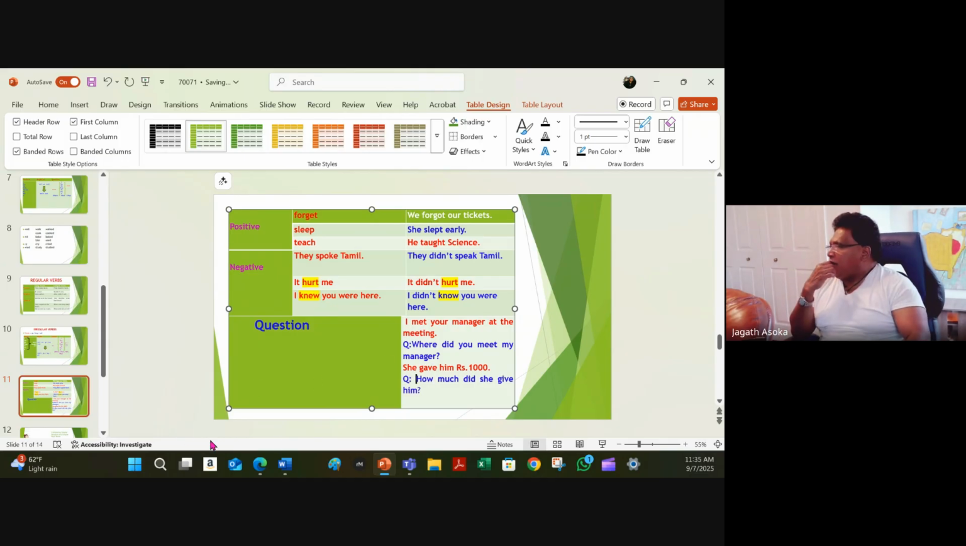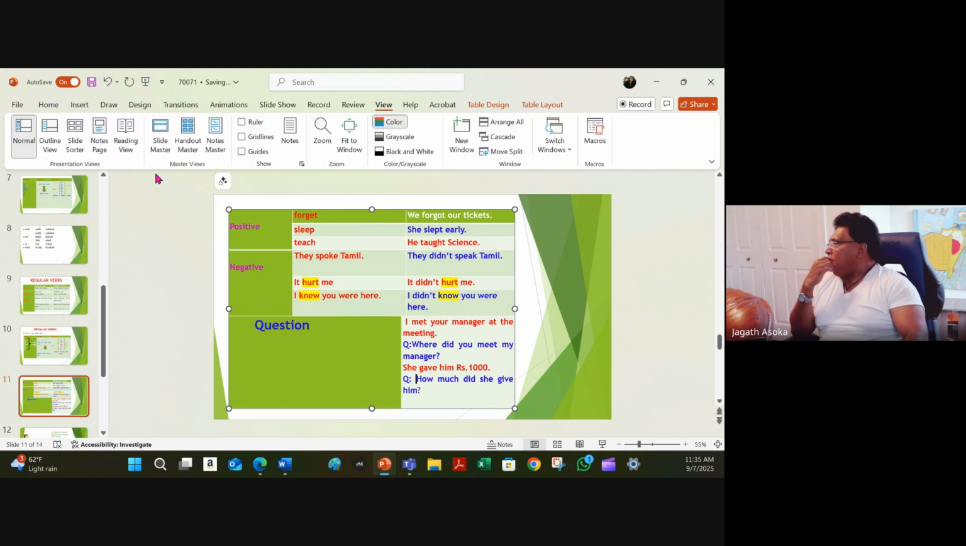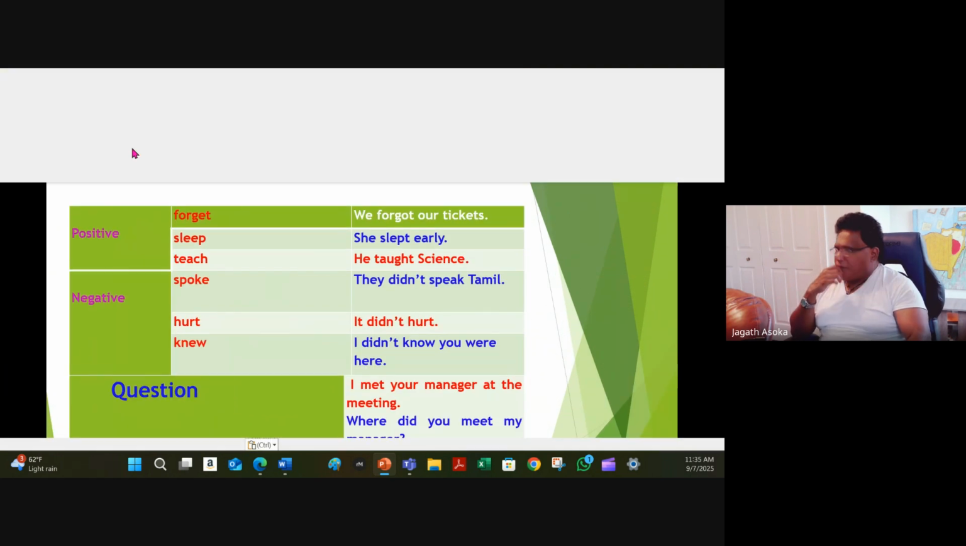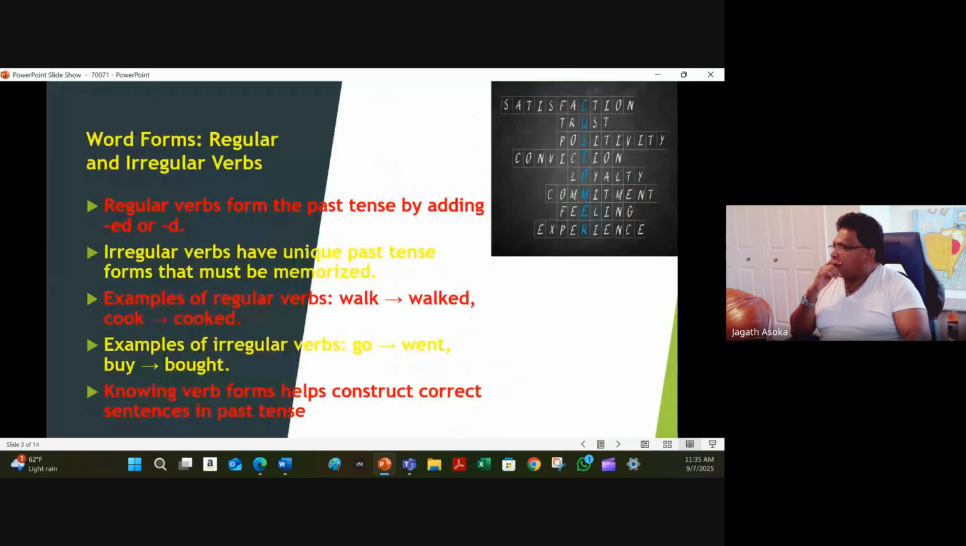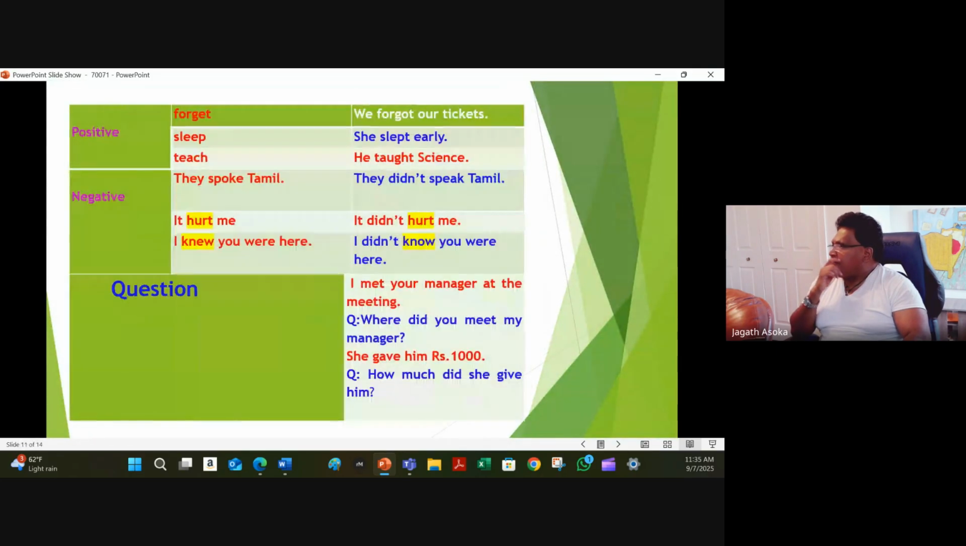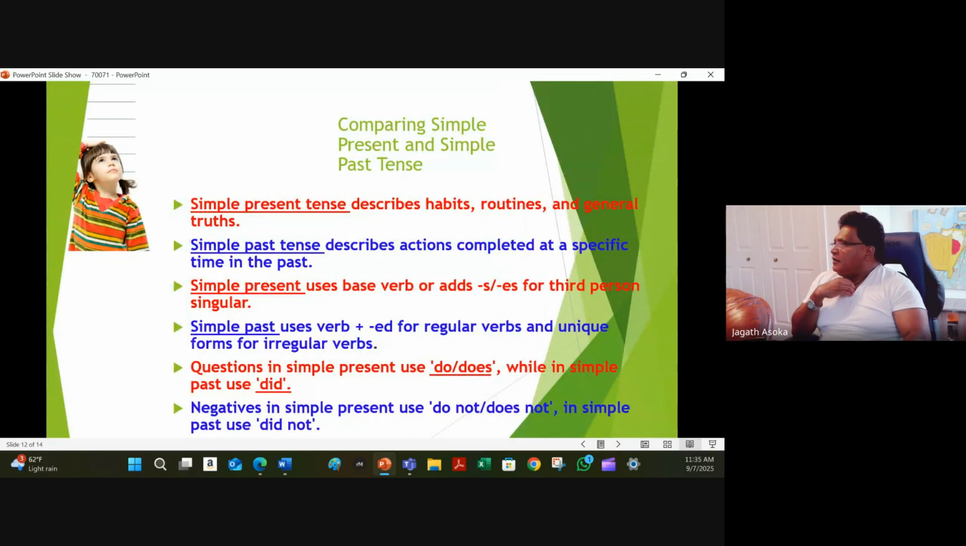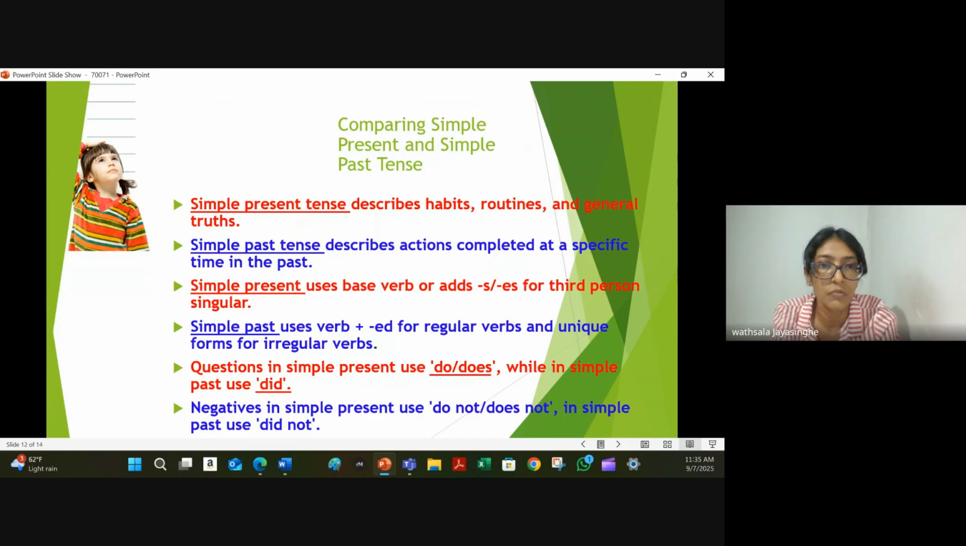Okay, let's move on to the reading view. It goes back to the beginning. Now we were here, we are done. Now we are comparing what we have learned so far. And we are going to compare simple present and simple past tense.